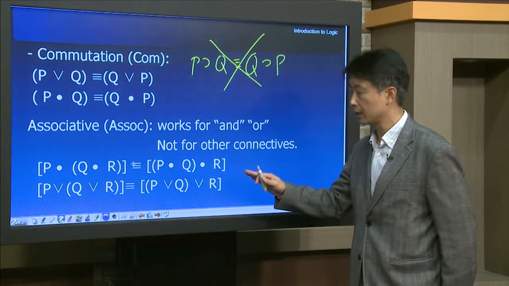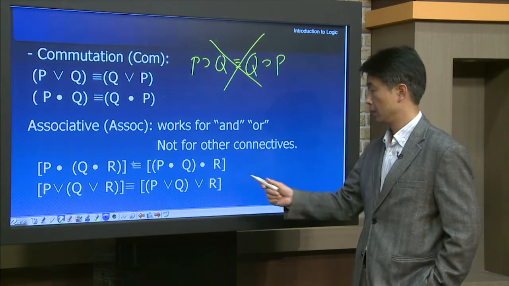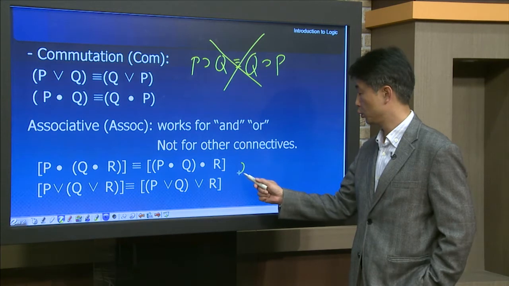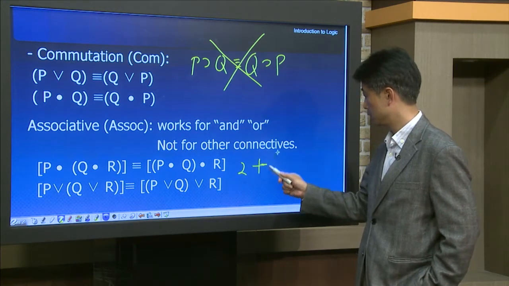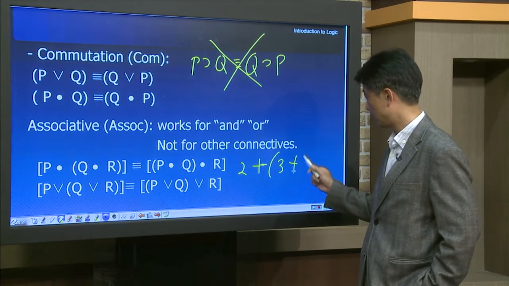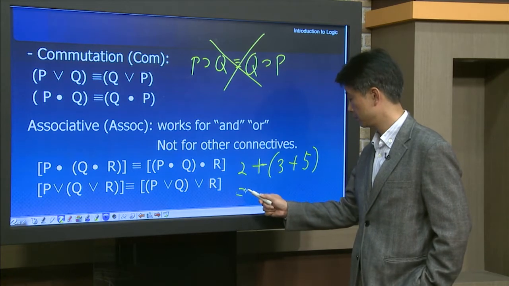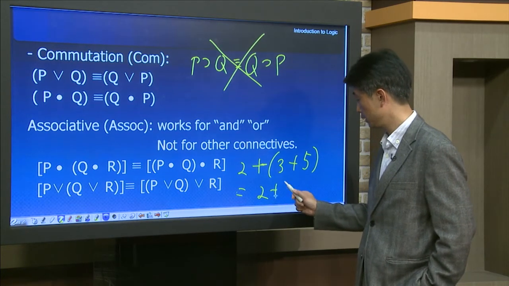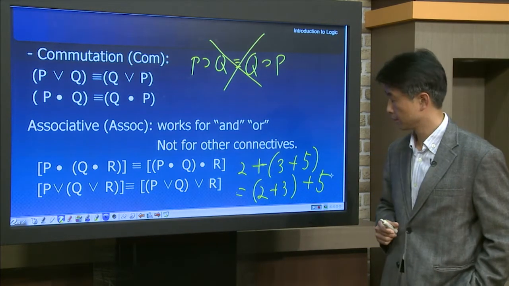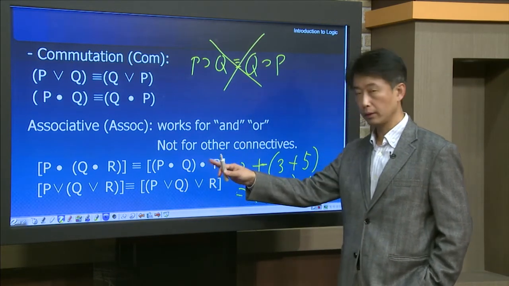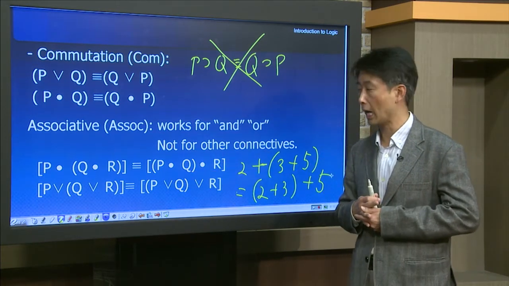It would be useful to think of a mathematical formula. Like when you have 2 plus 3 plus 5, that's the same thing as what? 2 plus 3 plus 5. So it's like that. We have a similar pattern in logic.